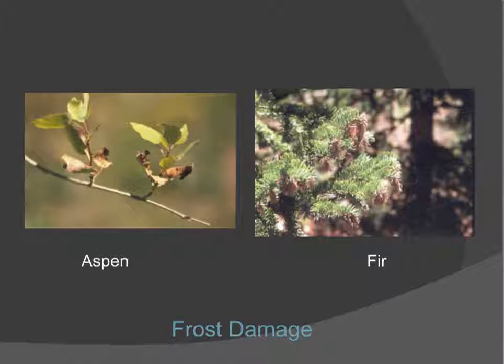Frost damage, and how can we tell that this is frost damage? On the fir, you can see that it's just the candles that were affected, the newly forming candles, that fresh green tissue. And on the aspen, some of the first flush has been damaged, but we've got some new growth coming in, and that's one way to be able to see if it's frost.